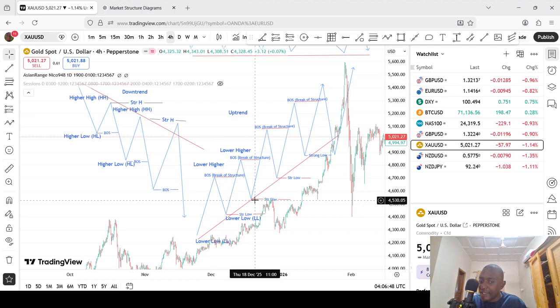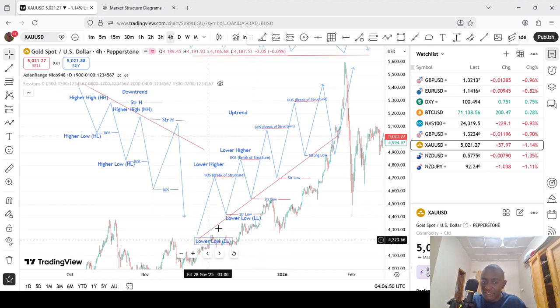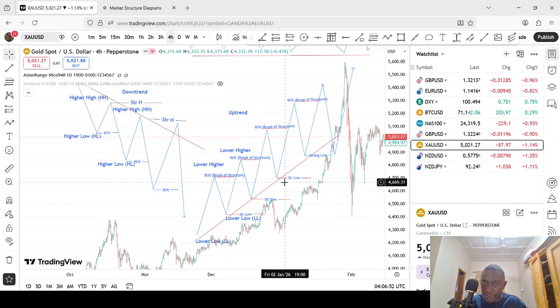So it is always best when trading in this trend, always trade from this lowest point. Don't trade around this midway. Okay.